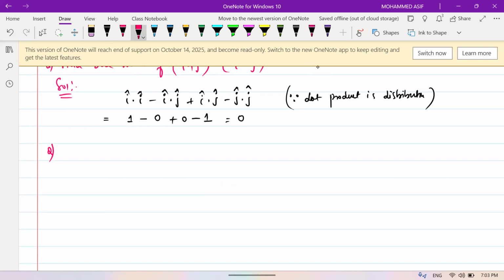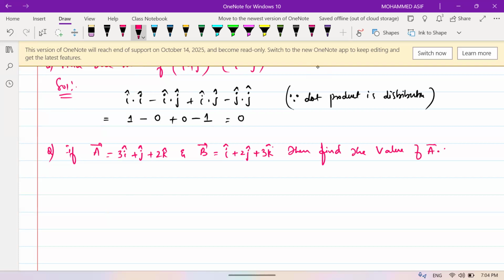Tell me the answer for this question. If A bar is equal to 3I cap plus J cap plus 2K cap and B bar is equal to I cap plus 2J cap plus 3K cap, then find the value of A bar dot B bar. Sir, the answer is 7.